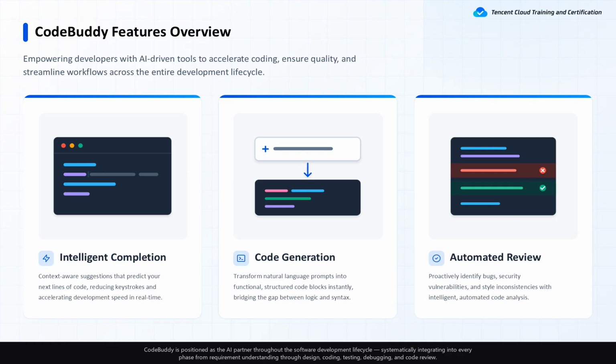CodeBuddy is positioned as the AI partner throughout the software development lifecycle, systematically integrating into every phase from requirement understanding through design, coding, testing, debugging, and code review. In requirements analysis, it helps interpret and decompose requirement documents. In coding, it provides context-aware completion and generation to reduce repetitive work. In debugging, it identifies bug patterns and security vulnerabilities with fix recommendations. In testing, it automatically generates unit test cases to improve code coverage. In code review, it analyzes code quality, readability, and potential risks.